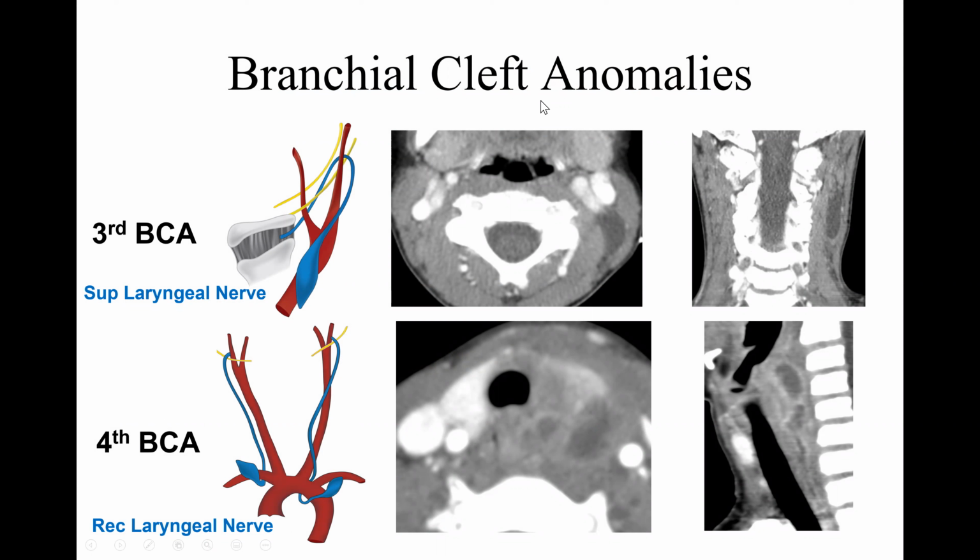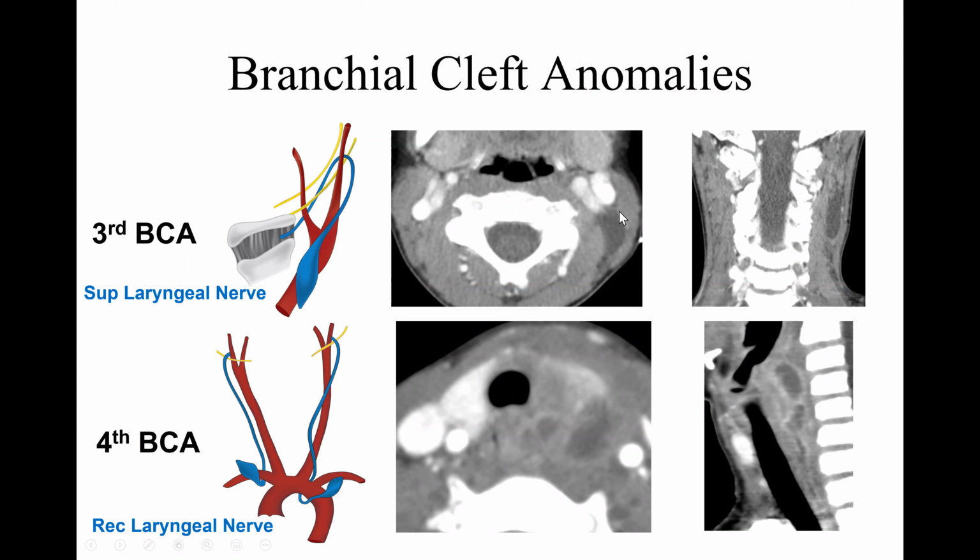So the third and the fourth branchial cleft anomalies both have fistulas that involve the apex of the piriform sinus. The third branchial cleft anomaly has its fistula that extends superiorly, and it parallels the superior laryngeal nerve and then descends in the posterior triangle of the neck. The fourth branchial cleft anomaly extends from the apex of the piriform sinus directly inferiorly. So the case that I showed before should be a fourth branchial cleft anomaly.